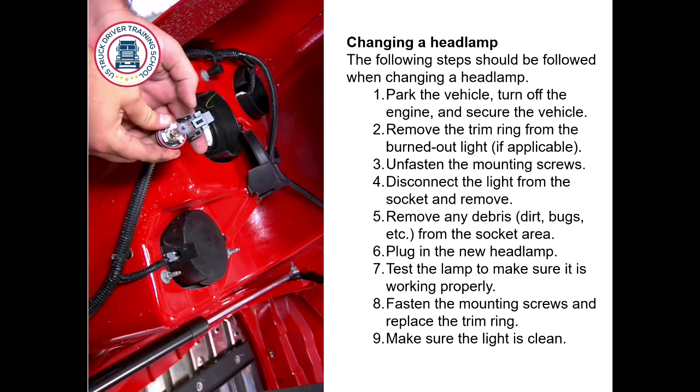Changing a headlamp. Following steps should be followed when changing a headlamp. Park the vehicle, turn off the engine, secure the vehicle. Remove the trim ring from the burned out light if applicable. Unfasten the mounting screws. Disconnect the light from the socket and remove.